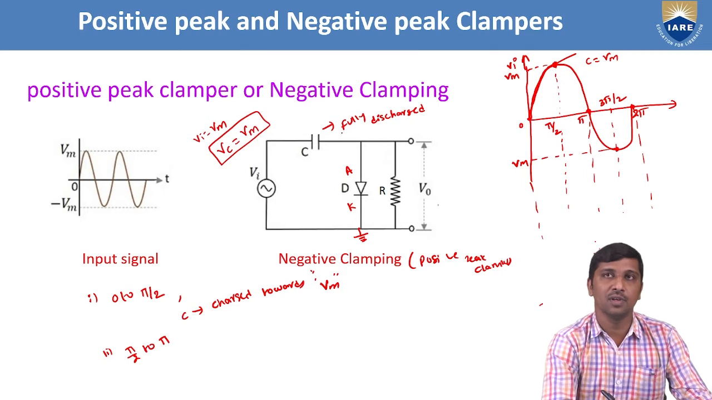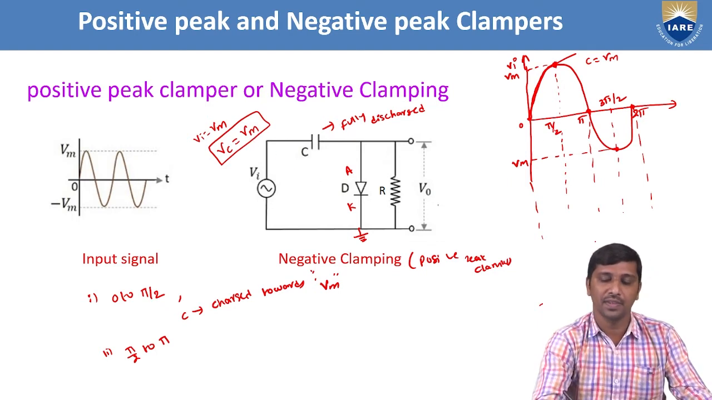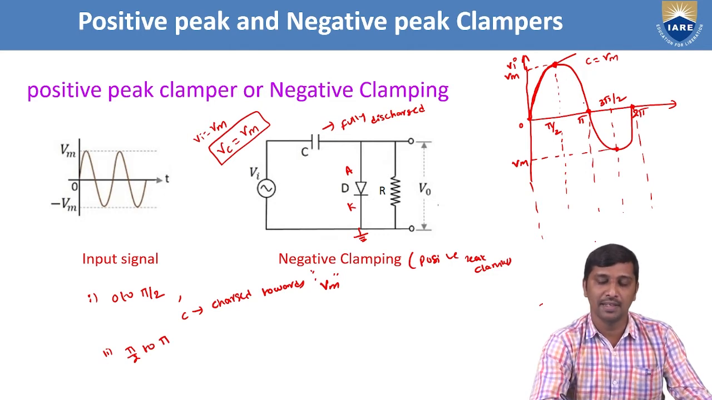Initially it was fully discharged, but whenever VA reaches Vm, the capacitor is also charged towards the maximum voltage. Hence the voltage across the capacitor, VC, is the maximum peak voltage, which is Vm. Now we'll see this pi by 2 to pi interval. Your input is linearly decreasing towards 0 voltage. So now what happens here?